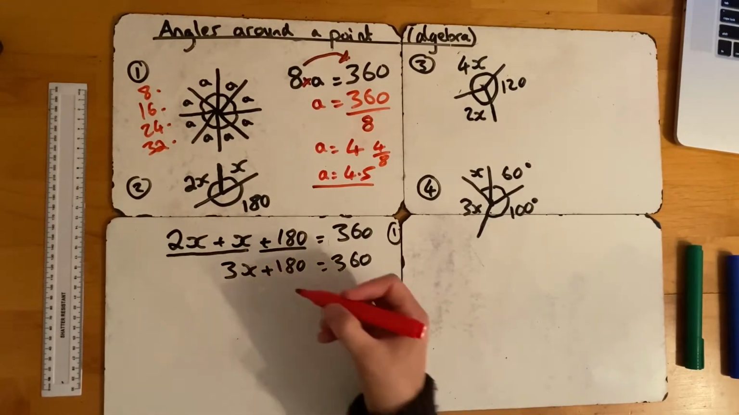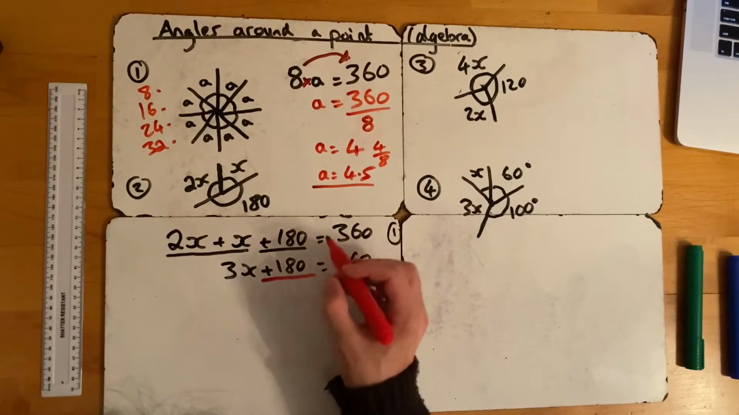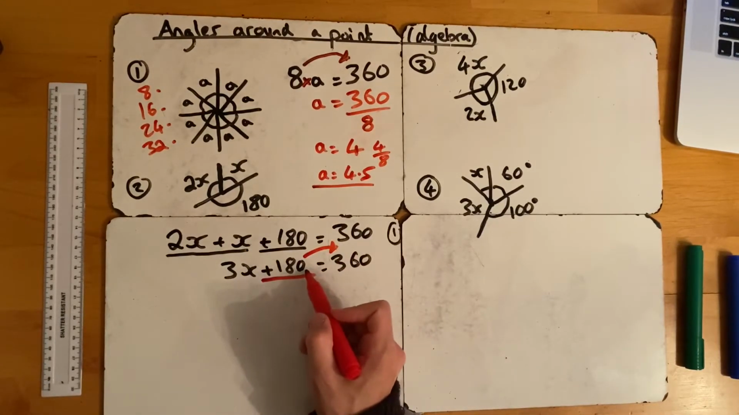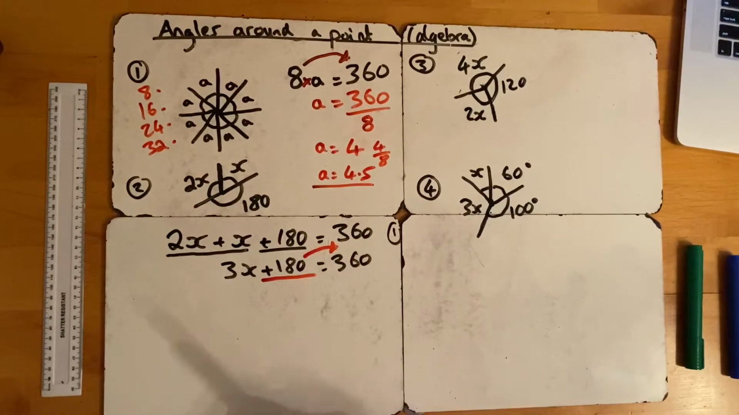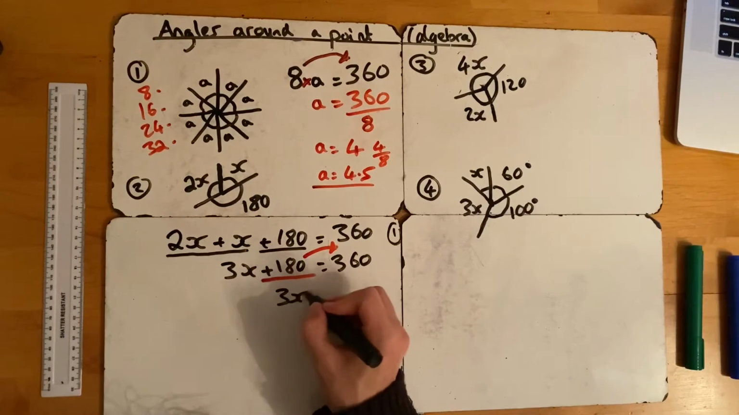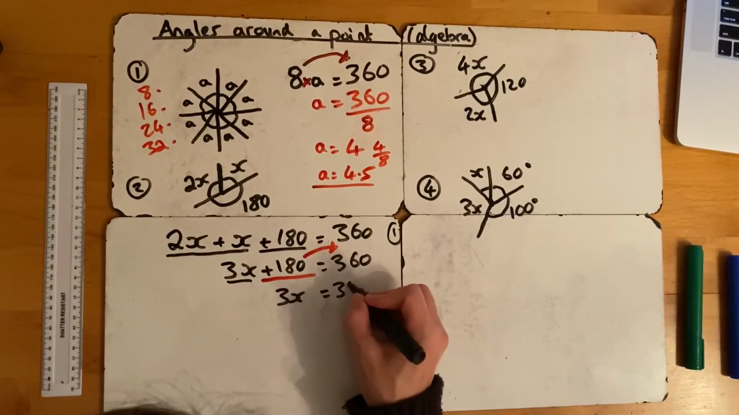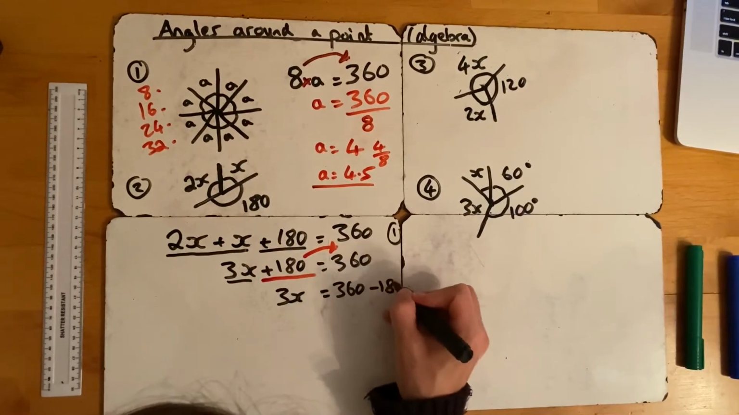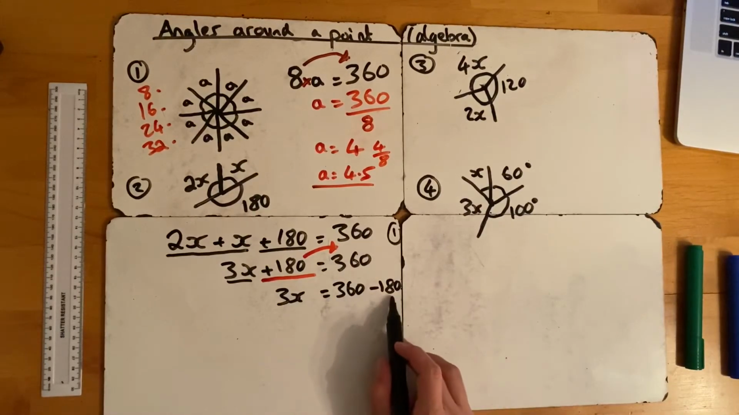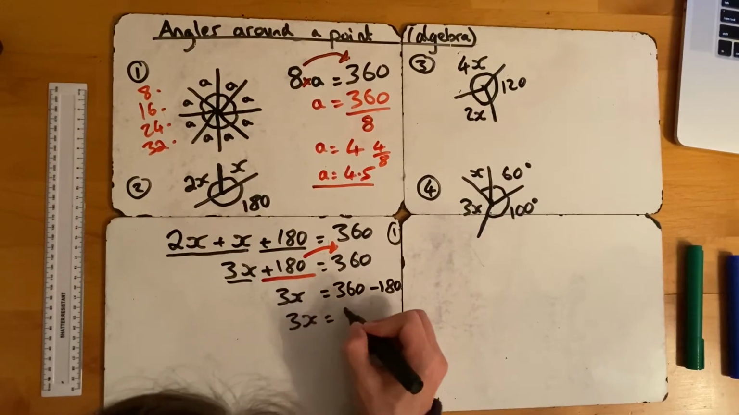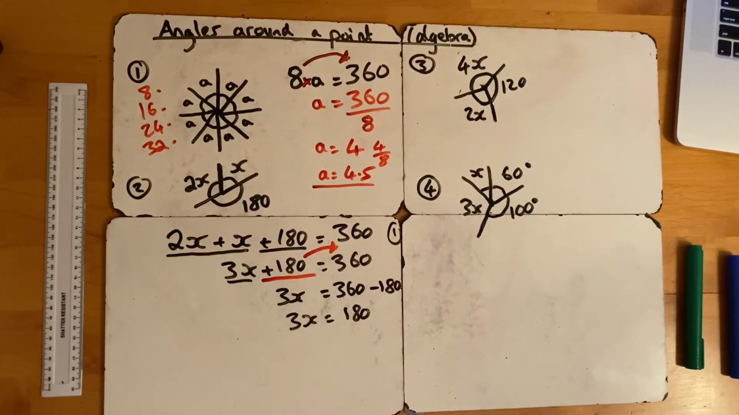Okay, so in this equation, we need to get the 180 to the other side. So the opposite of adding 180 is to take away 180. So we're going to do 3x, we've still got 3x on this side, is equal to 360 take away 180. 360 take away 180 is equal to 180. So 3x is equal to 180.